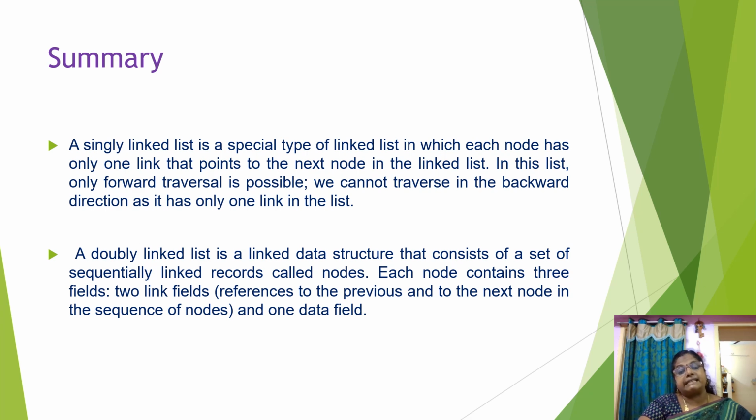topic. A singly linked list is a special type of linked list in which each node has only one link that points to the next node in the linked list. In this list, only forward direction is possible. We cannot traverse in the backward direction as it has only one link in the list. A doubly linked list is a linked data structure that consists of a set of sequentially linked records called nodes. Each node contains three fields, two link fields and one data field.